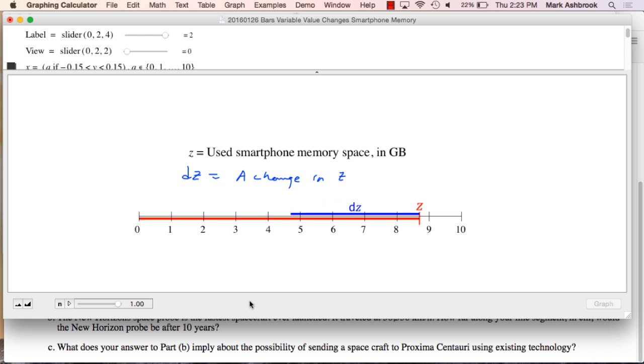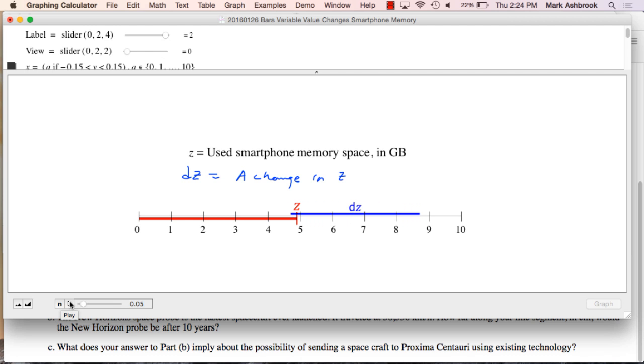Okay, number 4. Z initial is 8.8. Z final is 4.7. Unknown is the change in Z, dz. What is the change in Z? Negative 4.1. What's the formula that gets that? dz equals?